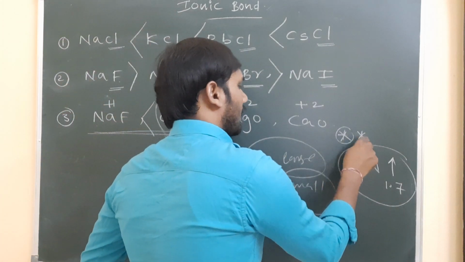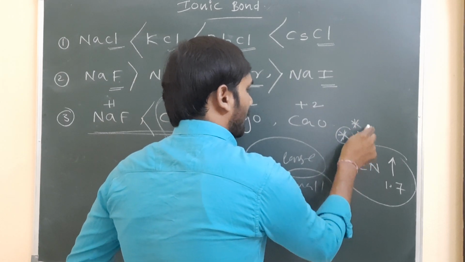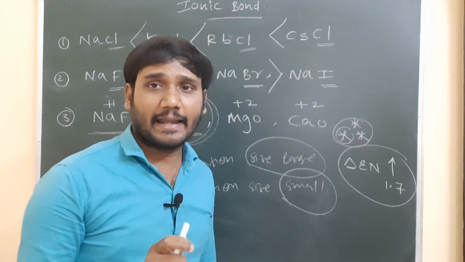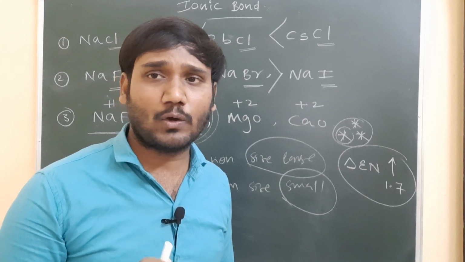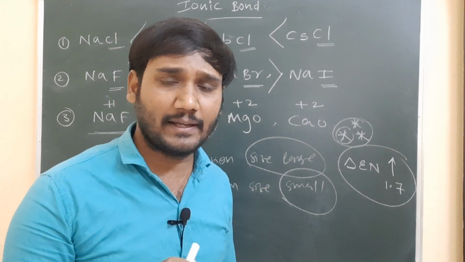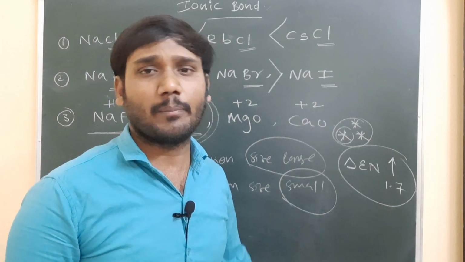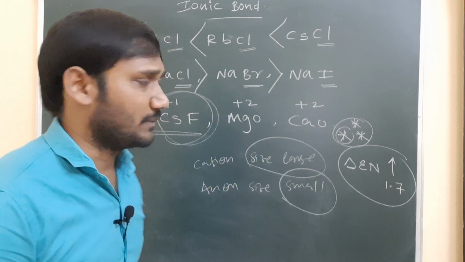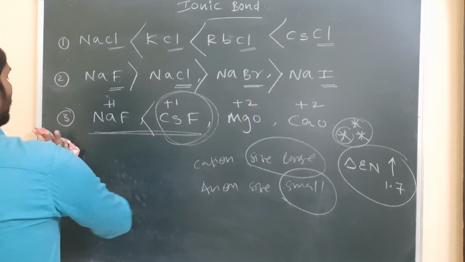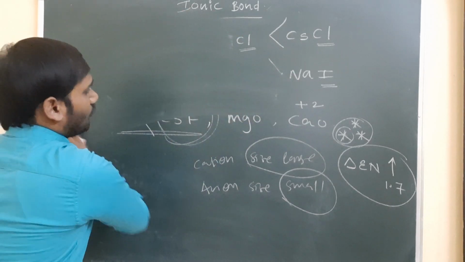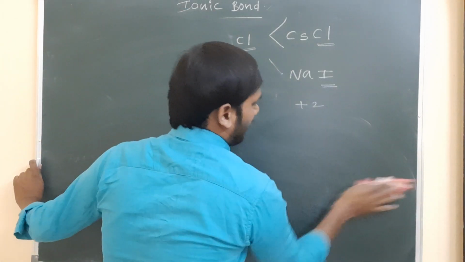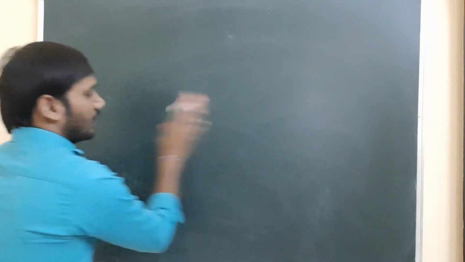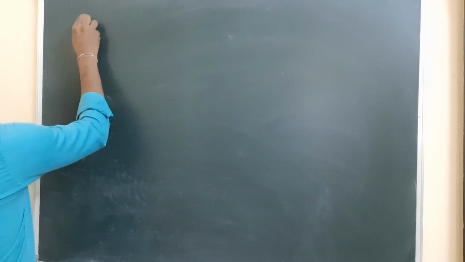Once again, not every cation and anion forms an ionic bond. The cation and anion with an electronegativity difference of more than 1.7 are the ones involved in ionic bond formation. So this is about the formation of the ionic bond, the factors favorable for the cation and the factors favorable for the anion. After that, next is Fajans rule.